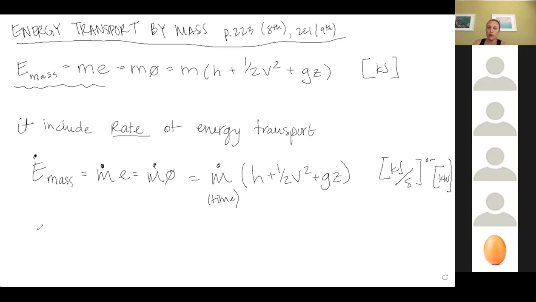You don't need to write this, but if any of you are confused about why this switches to kilojoules per second: our mass flow rate term is kilograms per second, and our fluid energy term is going to be kilojoules per kilogram. So our kilograms cancel, and the units we're left with are kilojoules per second, which we know are a kilowatt.